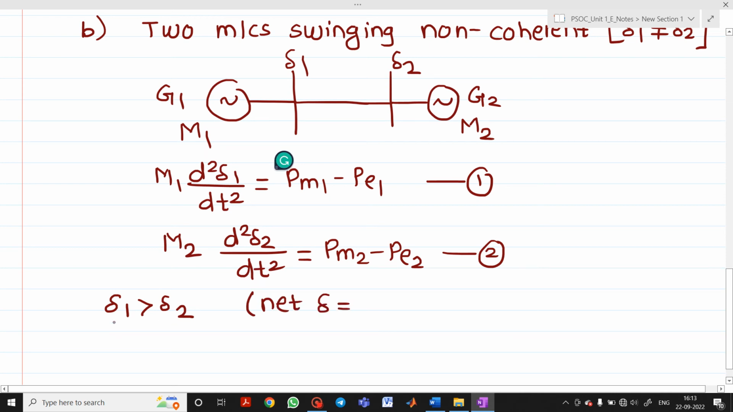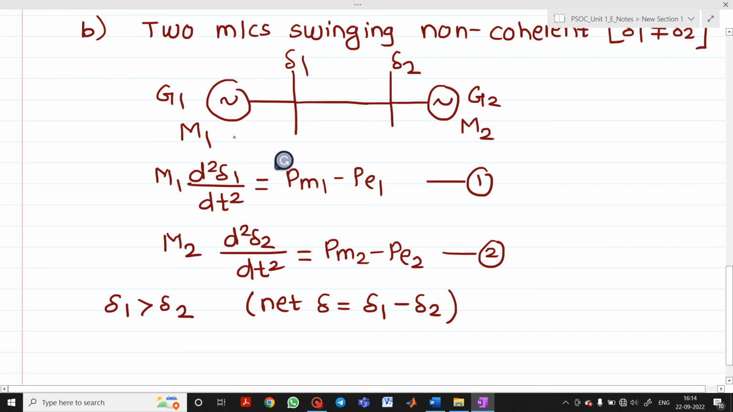If I shift this delta 2 towards this side, I can write it as delta 1 minus delta 2. Please remember the basic law of a power system. The basic power flow principle is that real power flows from the higher rotor angle to the lower rotor angle. That is, the power will flow from the direction where the load angle delta value is more.